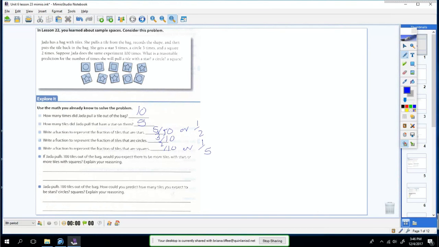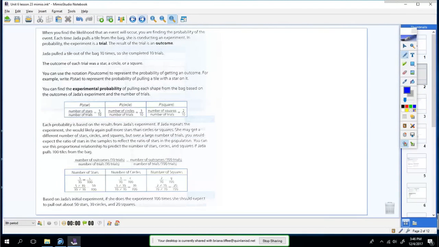So if Jada pulls 100 tiles out of the bag, would you expect there to be more tiles with stars or squares? We would say stars, because there were more stars the first time around. If Jada pulls 100 tiles out of the bag, how could you predict how many times you expect to get stars, circles, and squares? We would set up a proportion. And we'll get more of that later in this lesson.